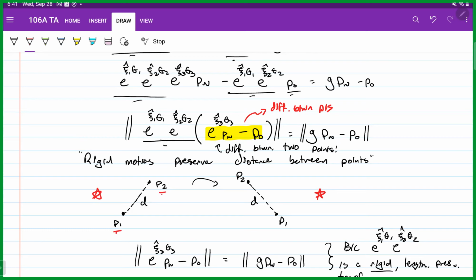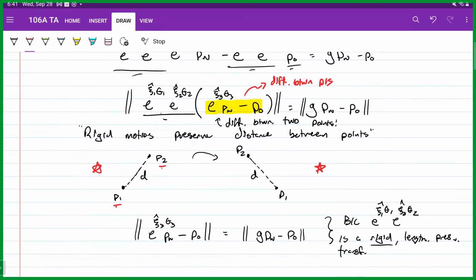Yeah, I kept on thinking the length of each one. So that's why I was thinking of it. Oh, okay. But yeah, that's not right. It's just the rigid body length preserving transformation. Yeah. All right. Do we have any other questions before we continue?